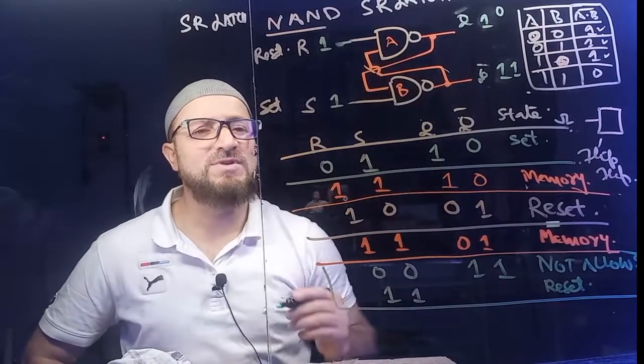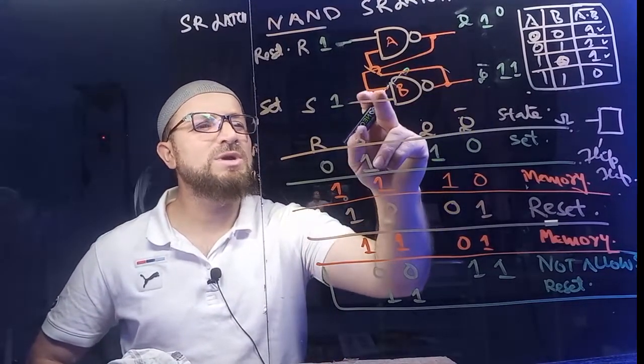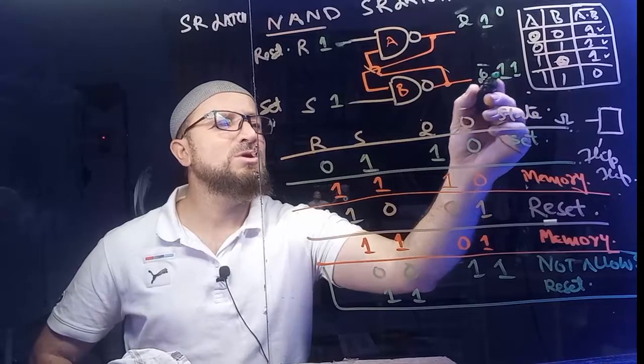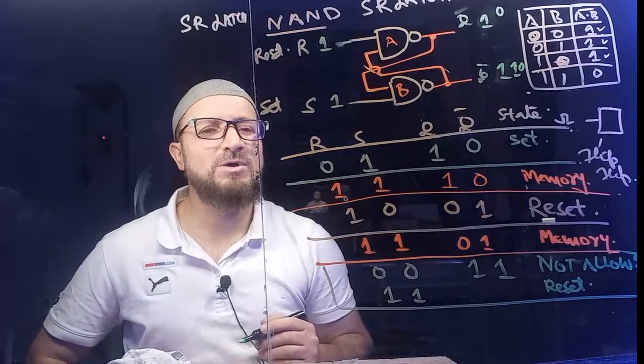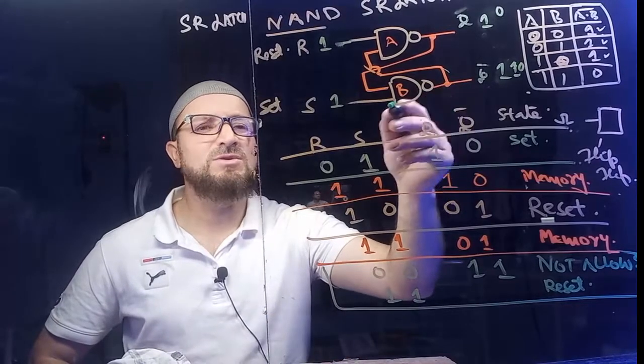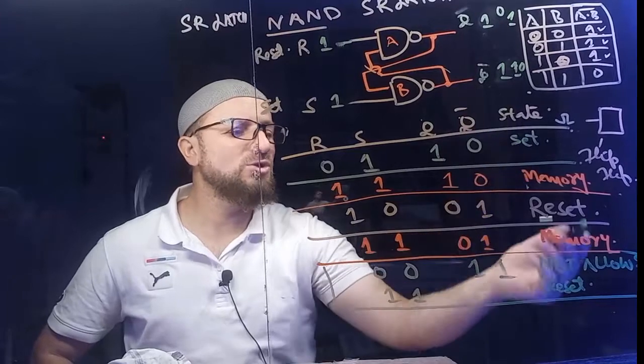But if the B gate was not faster, and the A gate was faster, then this 1 will come up from here quickly and 1 1 becomes 0. So this will now become 0, and 0 and 1 will become 1. So it will become 1 0. 1 0 means set state.